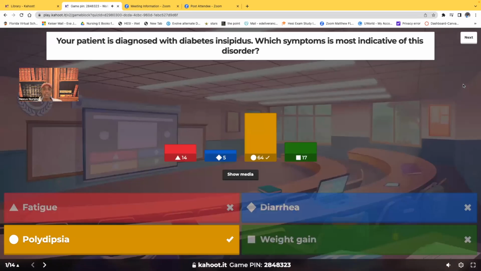All right, good. Most of you guys chose the correct answer. It's going to be polydipsia. The patient's going to have excess thirst. Think about it. When the patient has diabetes insipidus, not to be confused with diabetes mellitus, when we're talking about diabetes mellitus, we're talking about hyperglycemia, high glucose in the blood. That's something completely different than diabetes insipidus. When we're talking about diabetes insipidus, we're talking about the patient that does not have enough ADH, anti-diuretic hormone. So this patient is urinating all over the place. They're getting rid of all of their fluids. So of course they're going to be thirsty. They're going to have polydipsia.